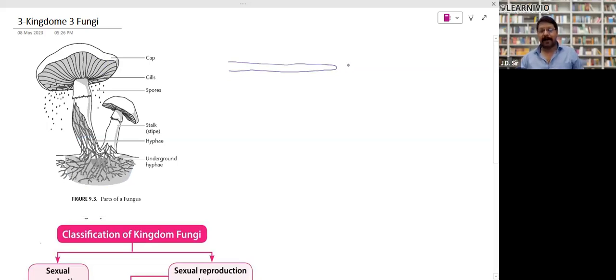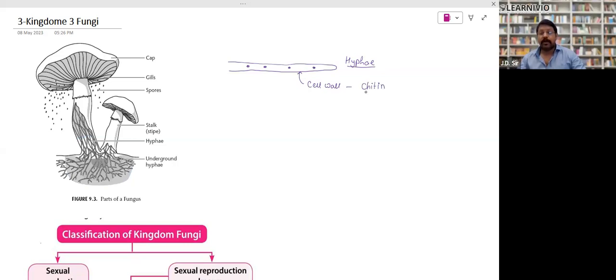You can call them cells, right? So they are called hypha. So this is hypha. Hypha have multiple nuclei, right? These are the multiple nuclei. So this outer structure is called the cell wall. Normally we have seen the cell wall in bacteria. Cell wall is made up of peptidoglycan. In plants, it is made up of cellulose. In fungi, the cell wall is made up of a special kind of substance that is called chitin.